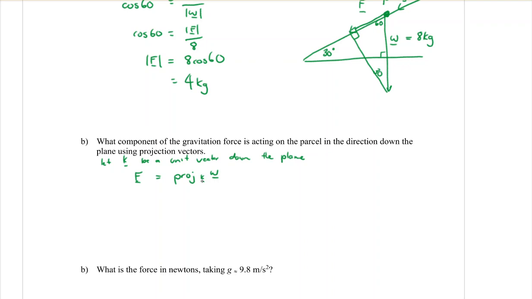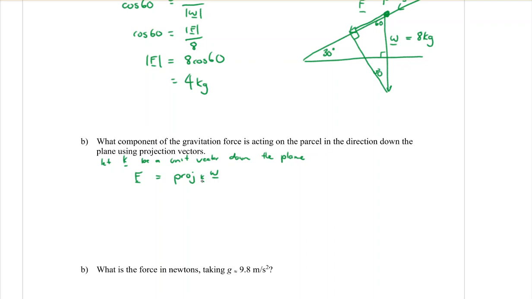Okay, what's K? K is the unit vector on that sloping line. So F is the whole vector, but I just want a unit vector, so I'm calling it K.